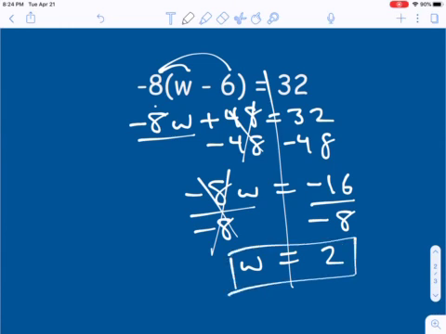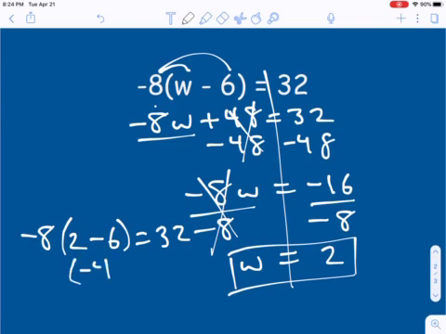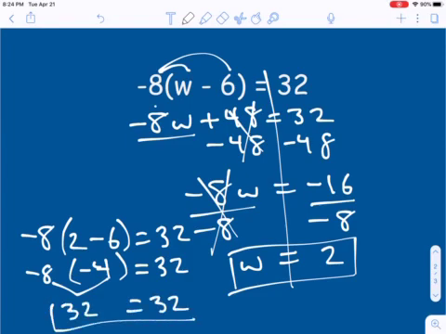And let's plug it in and see what that gives us. So I have -8 times (2 minus 6, which is -4) equals 32. Well, negative times negative is positive, and then 8 times 4 is 32. So you get 32 is equal to 32. So I know my answer is correct.